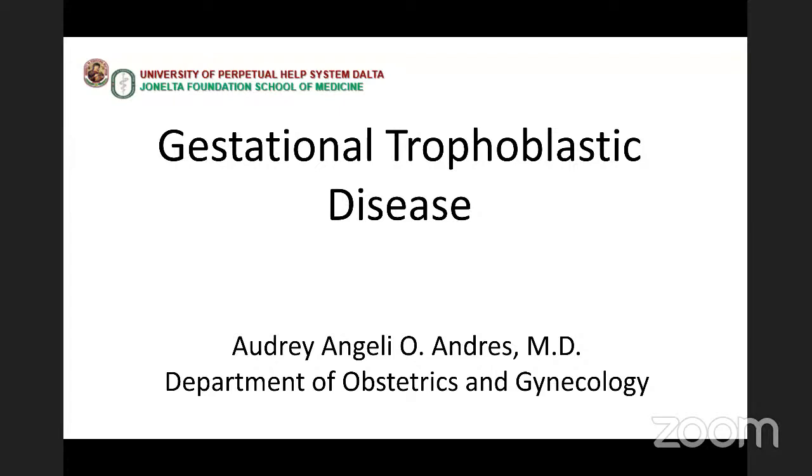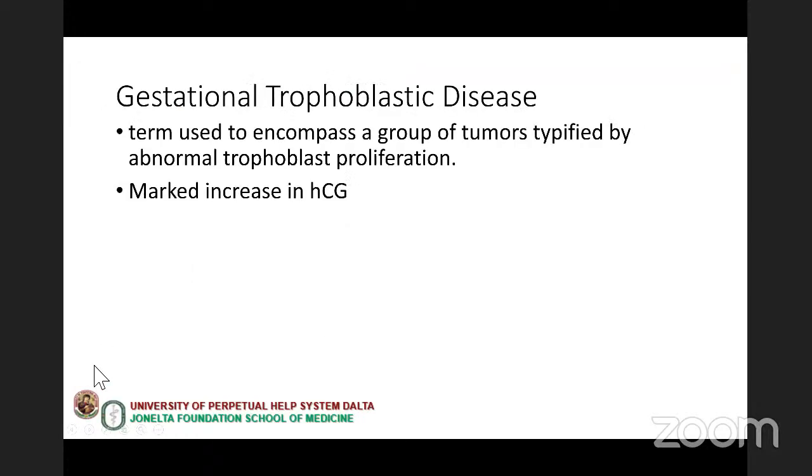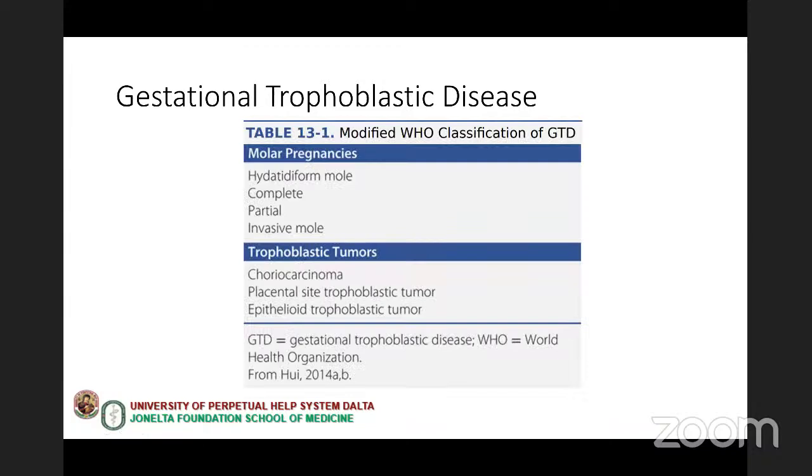Lecture would be on gestational trophoblastic disease. So this is a term used to encompass a group of tumors, which is typified by abnormal trophoblastic proliferation. Usually it's detected because there's a marked increase in your beta HCG.